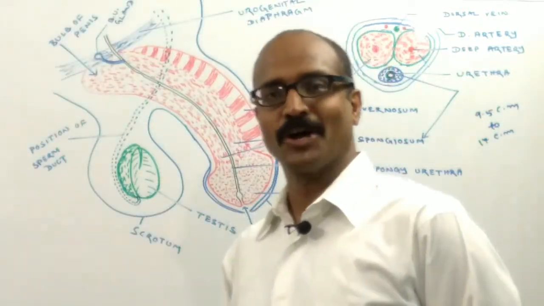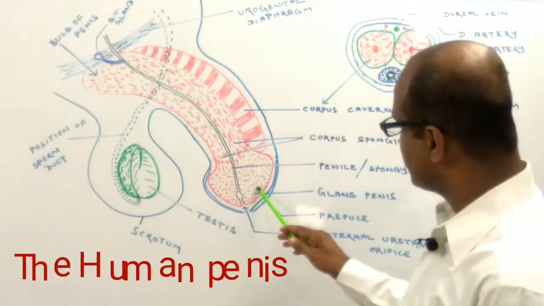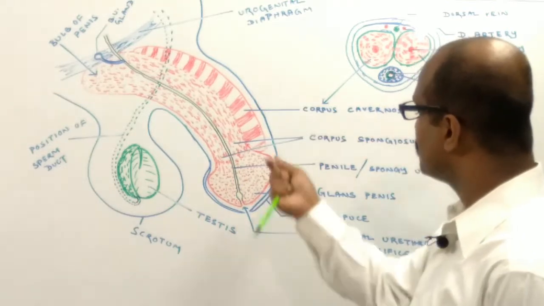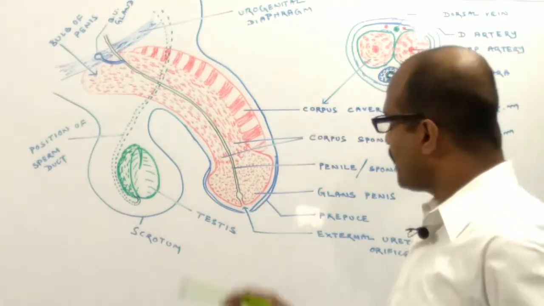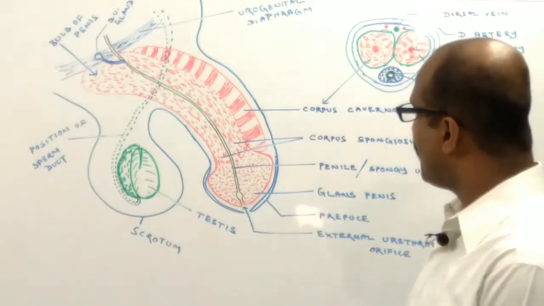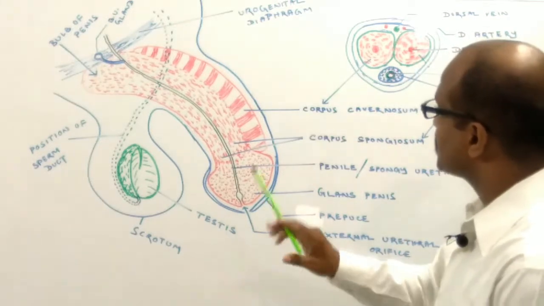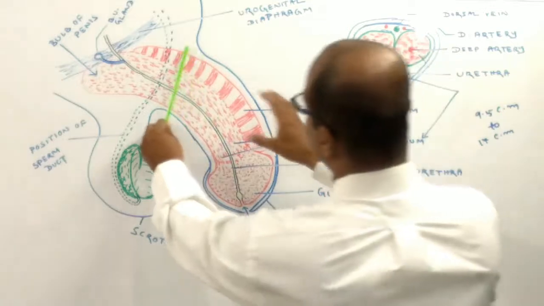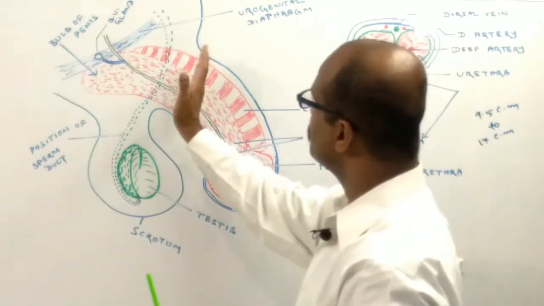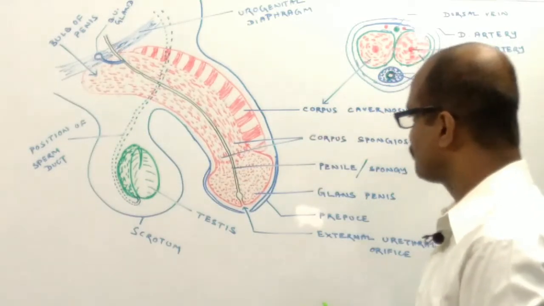In this session, I will talk about the human penis. As you see, the penis as well as the scrotum, these two parts are embedded from the body. That's why it forms the external genitalia or external part of the male reproductive system. The penis consists of two parts: this portion, which is known as the body or the shaft, and the attachment region, which is known as the root of the penis.